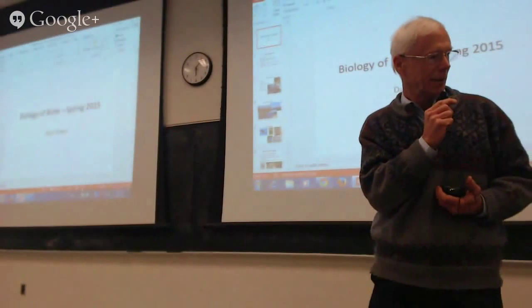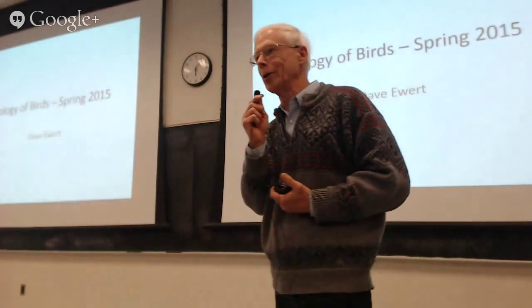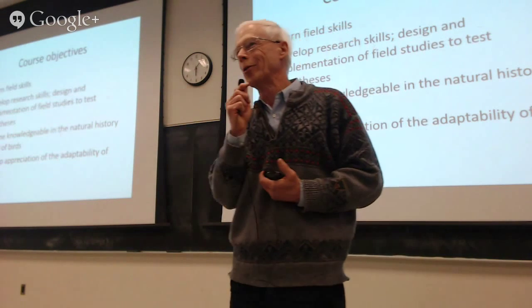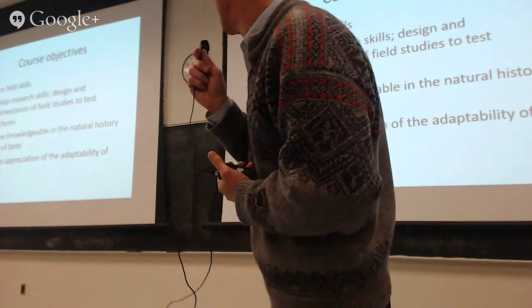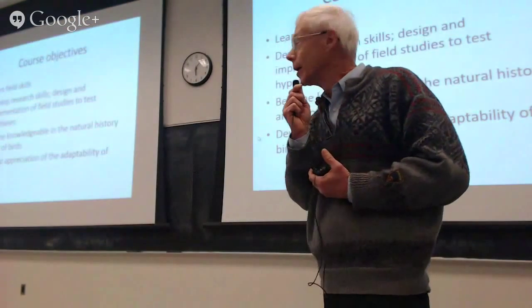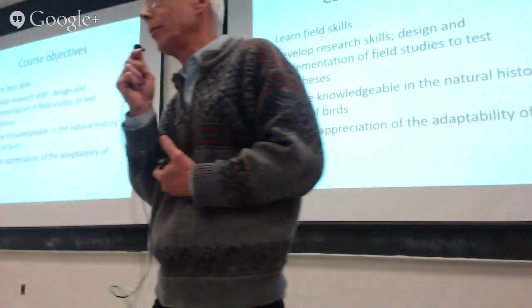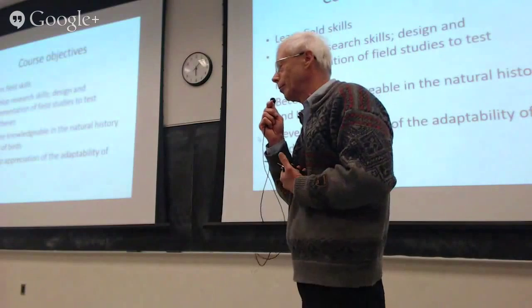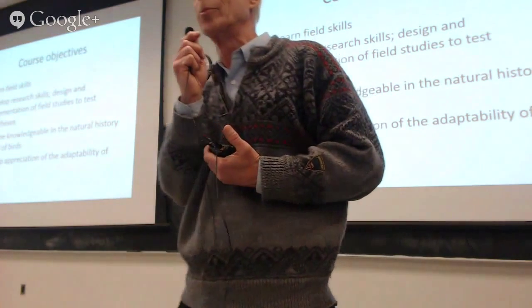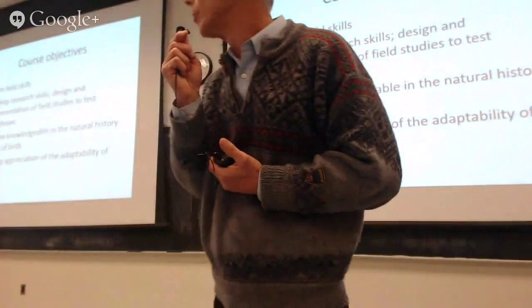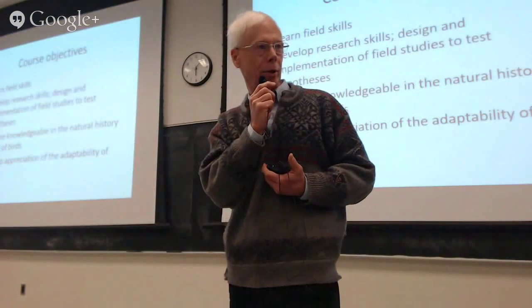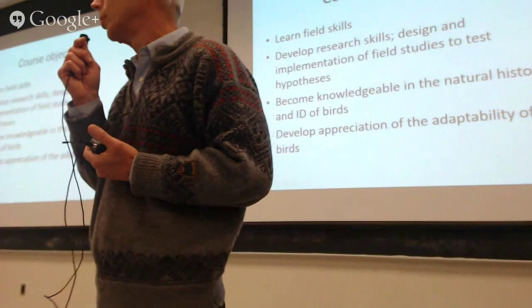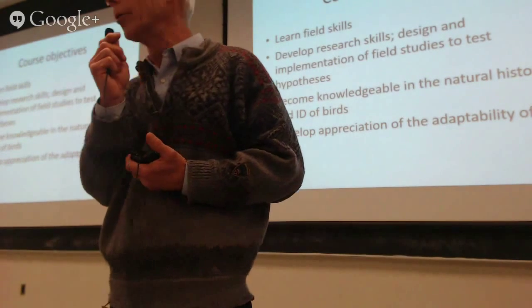All right. So this is a spring course. And just give you a brief overview of what we do in the course and what our objectives are. One is to learn field skills in ornithology, point counts, and how you measure vegetation associated with where the birds are distributed. We take a look at some banding operations, so you can see some of that kind of activity. All the important techniques that are used in the study of birds in the field.